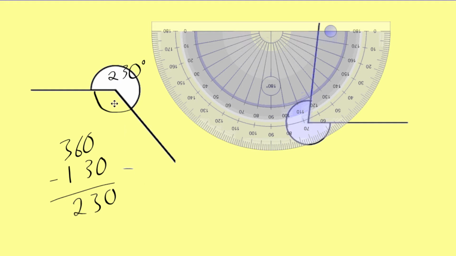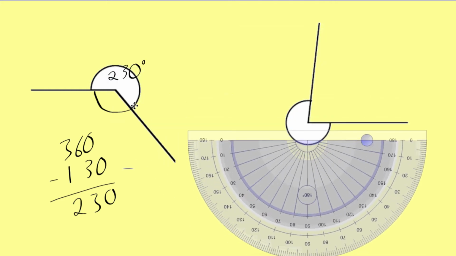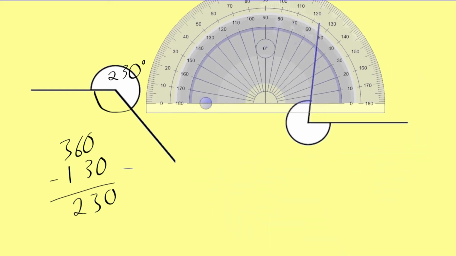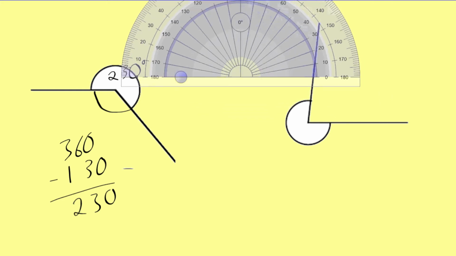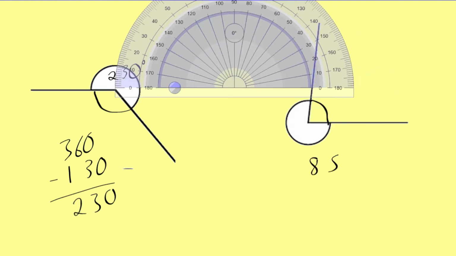So 230, as we measured before, is our correct angle. Okay, so measure the part that isn't highlighted, and then take it from 360. Let's try that again. So I'm going to start here. I'm going to measure this part in here, and then I'm going to take it from 360. So get it on the line, measuring the inside numbers here. We've got 85, and the whole lot, remember, all the way around is 360.